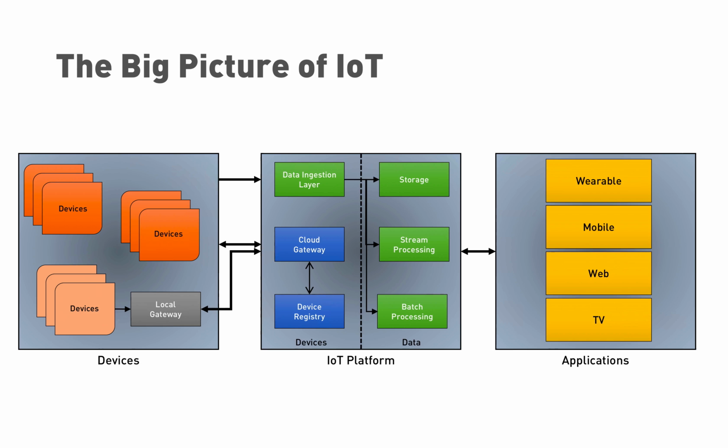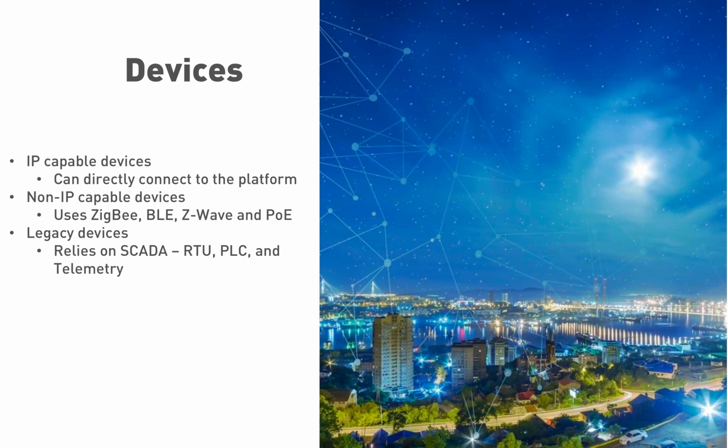Let's take a closer look at each of these components. As I mentioned earlier, devices are of three types. The first one is the IP-capable device, which can establish connectivity to the IoT platform over the internet. It uses higher-end protocols like TCP, HTTP, or WebSockets. Then there are non-IP-capable devices, which are low-power, memory-constrained devices, and they cannot establish a connection over TCP or HTTP. So they rely on very lightweight protocols like Zigbee, Bluetooth Low Energy, Z-Wave, or power over Ethernet.